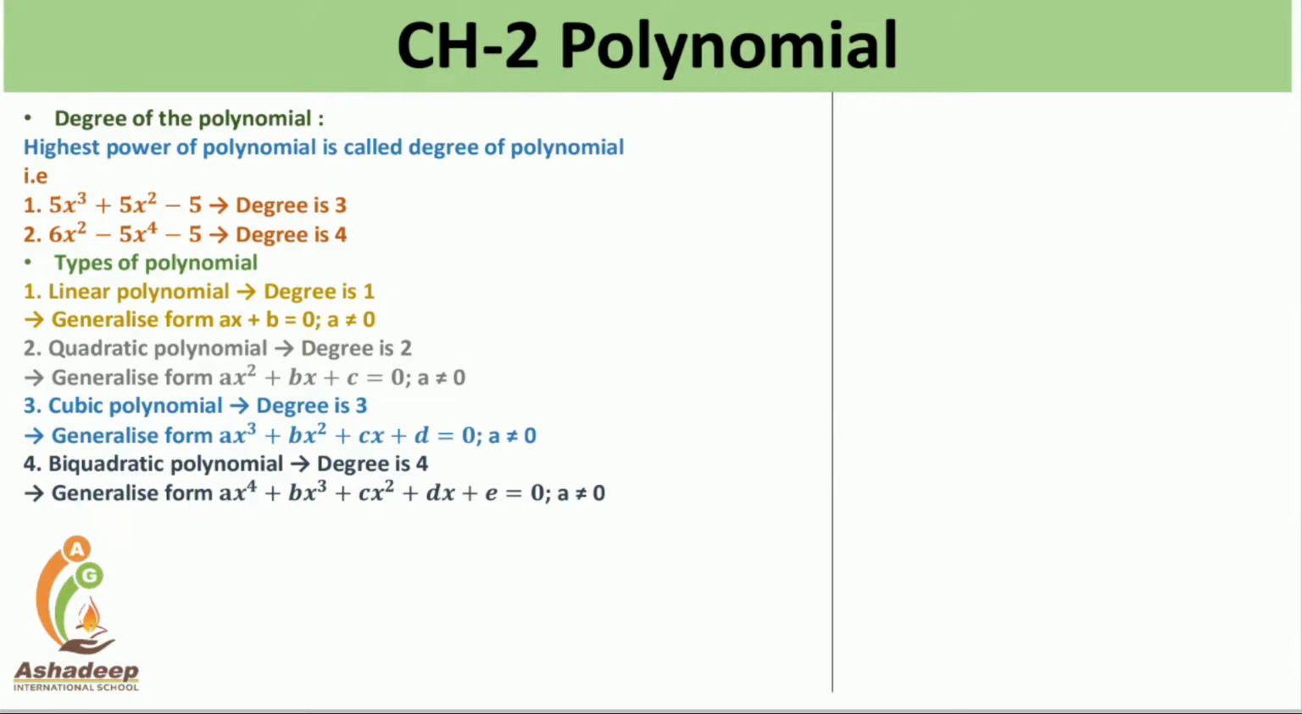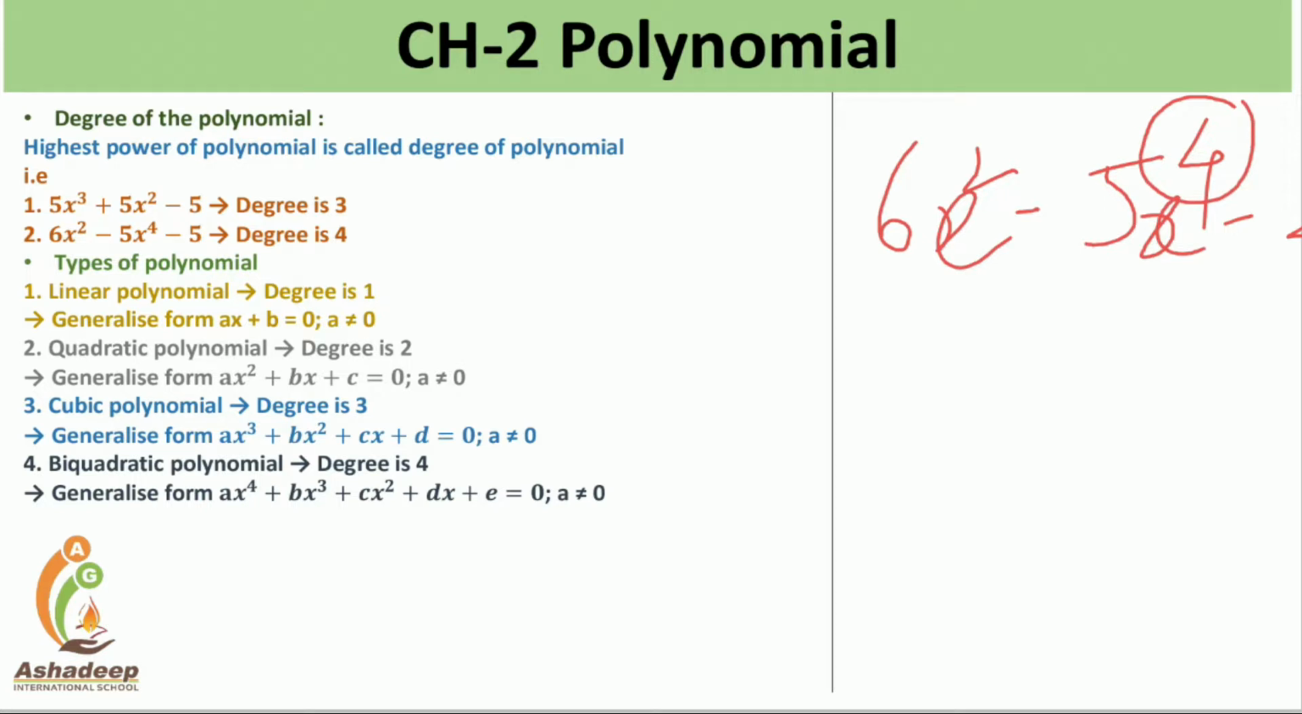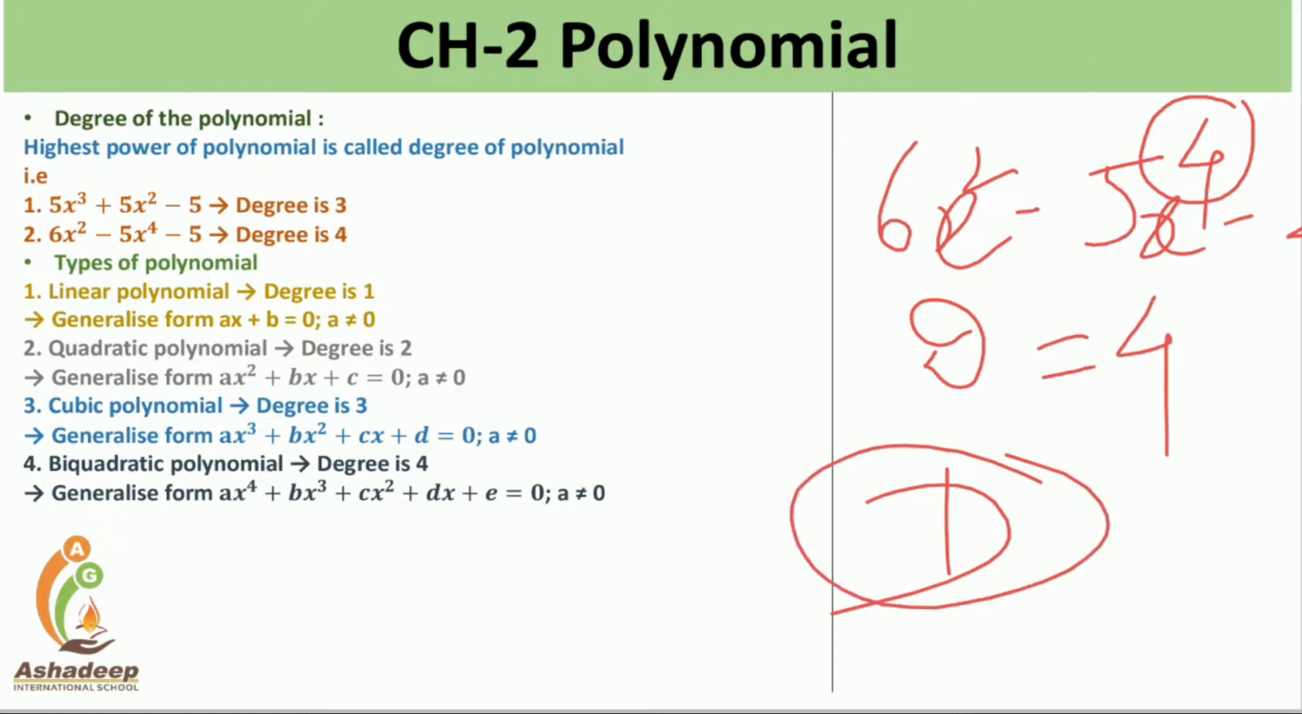Now let's talk about the second example. Here the powers are 2 and 4 in this example. 6x square minus 5x power 4 minus 5. So what is the highest power? The highest power is 4. So that's why the degree is 4, and degree is denoted by capital D.